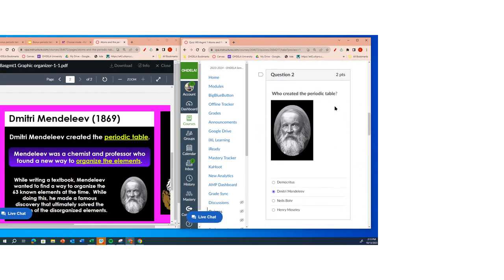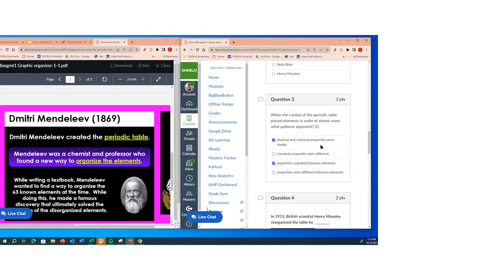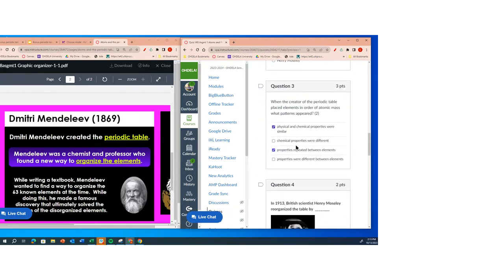All right. Number two and number three. Physical and chemical properties were similar. Double check your questions because they might have shuffled.